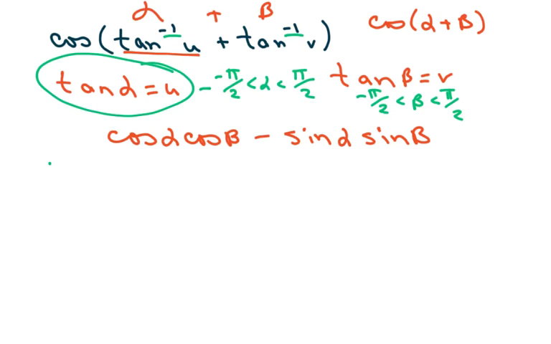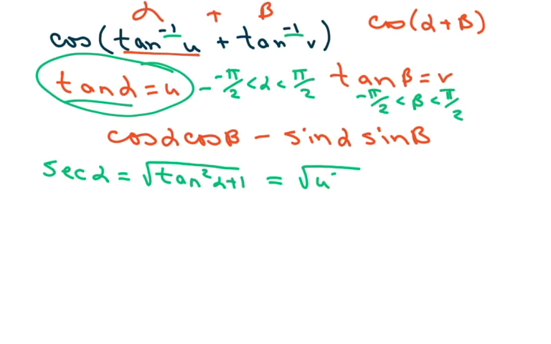Okay, now, the best way to find cosine and sine is using secant. Because remember, secant's 1 over cosine. So basically, if we get secant, we know that that's the square root of, and be sure to watch the previous video because I went a little slow on that one, tan squared of alpha plus 1. So we know that tan of alpha is u, so that's really going to be u squared plus 1. Therefore, cosine of alpha is just going to be 1 over that.